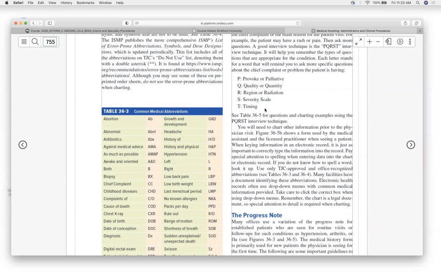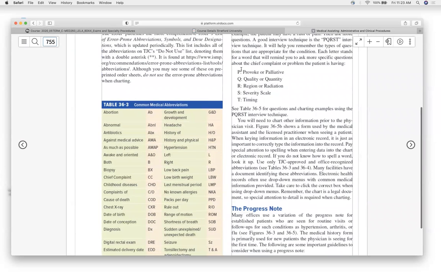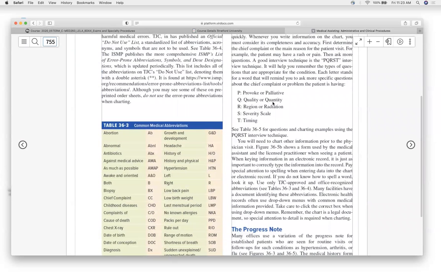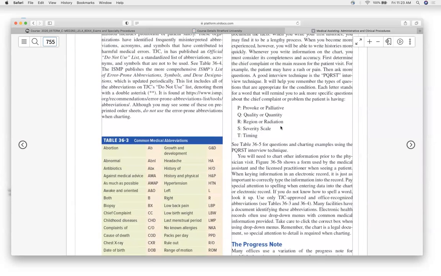Meaning to say, it could be exaggerated, it could be downplayed. We don't know, because what hurts for me may not hurt for you. So in the clinical world, we have PQRST to define the patient's pain a little bit better. If my patient was complaining of a tummy ache, I would ask, is there anything you do to make it worse? Or what do you do to make it better?